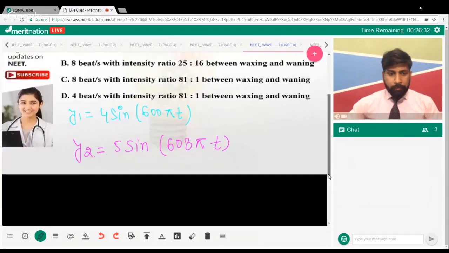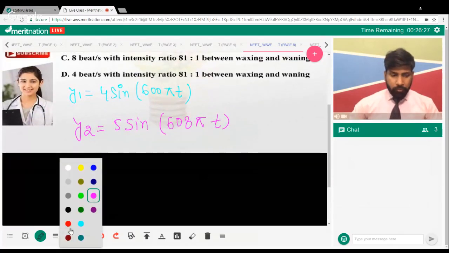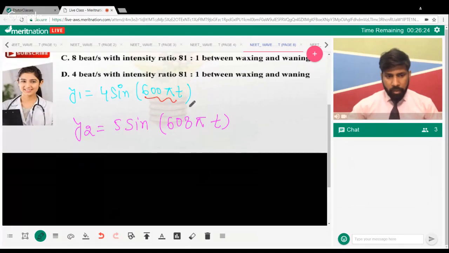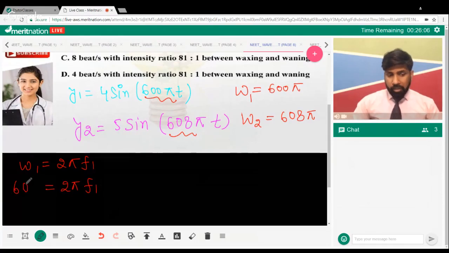Now what we need to do here is find the frequencies. First we need to find the first frequency. Here you can see omega 1 is 600 pi, and omega 2 is 608 pi. Omega 1 is 2 pi f1, and omega 1 is already given as 600 pi. Now we can use our shortcut and cancel. So f1 is 300 hertz.